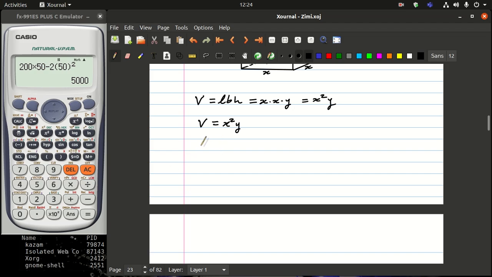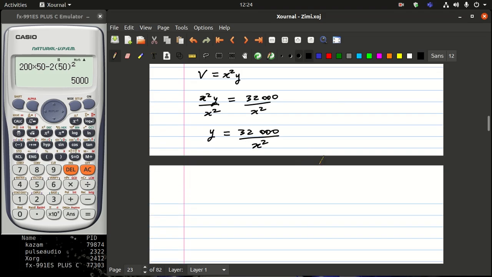And the next thing they are telling us here is that the volume is 32,000. In other words, x squared times y is equal to 32,000. So if I divide by x squared on both sides, I'll end up having my y equal to 32,000 divided by x squared. That is what is important here.